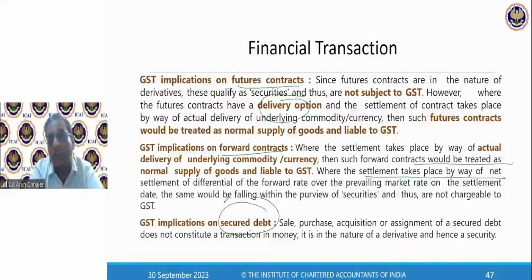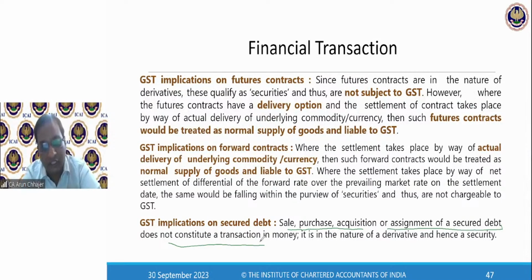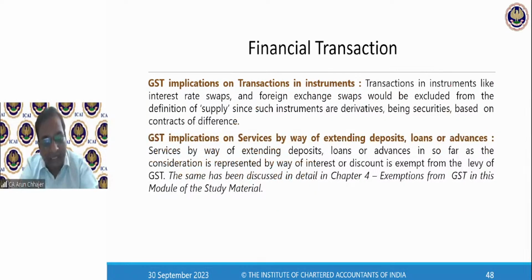GST implication on the secured debt. Sale, purchase, acquisition or assignment of secured debt does not constitute a transaction in money, and it is in the nature of a derivative and hence it is a security and neither supply of goods nor supply of service. Transactions in instruments like interest rate swap and foreign exchange swap would be excluded from supply because these instruments are derivatives and derivatives are security, and security is excluded from the definition of goods as well as services.